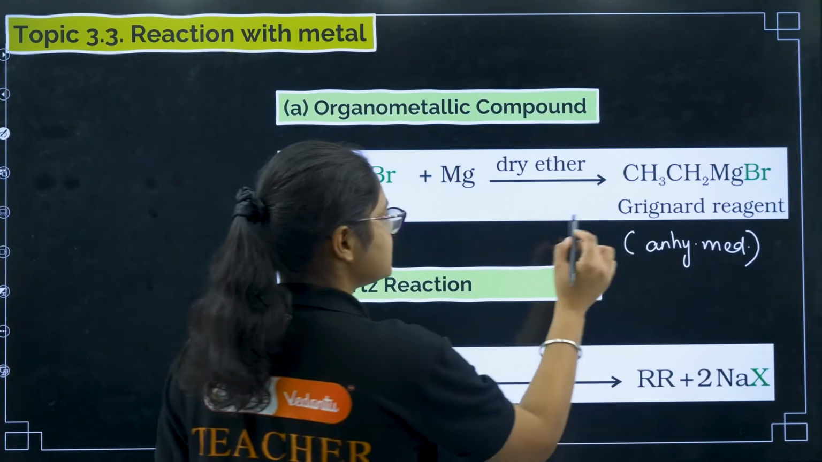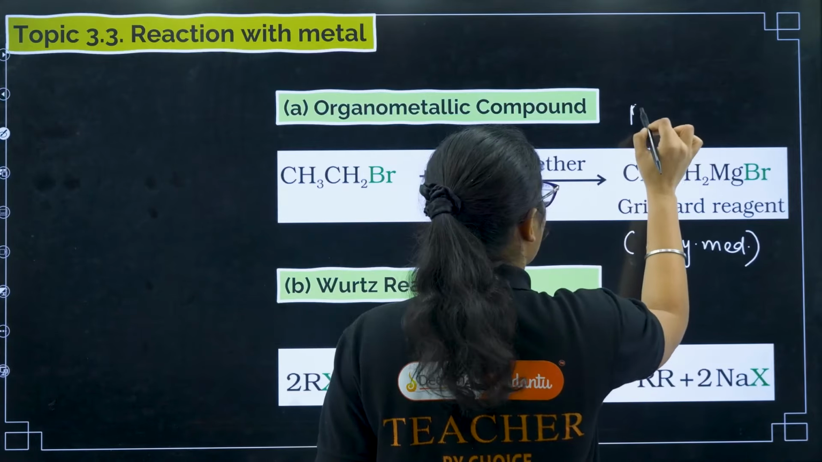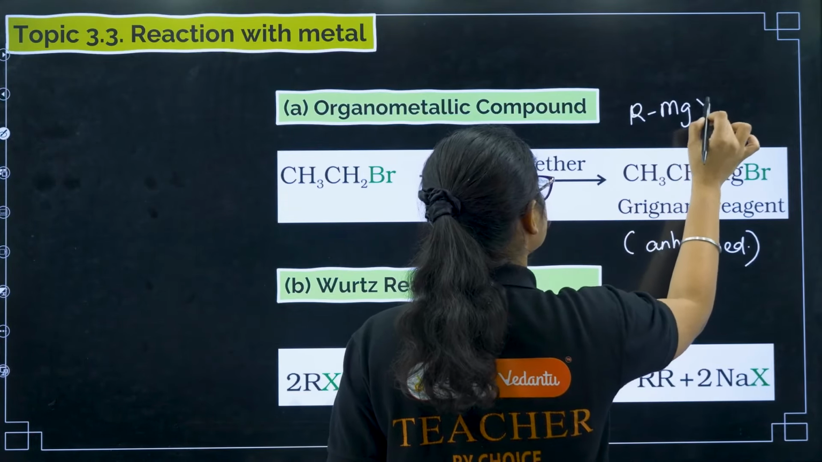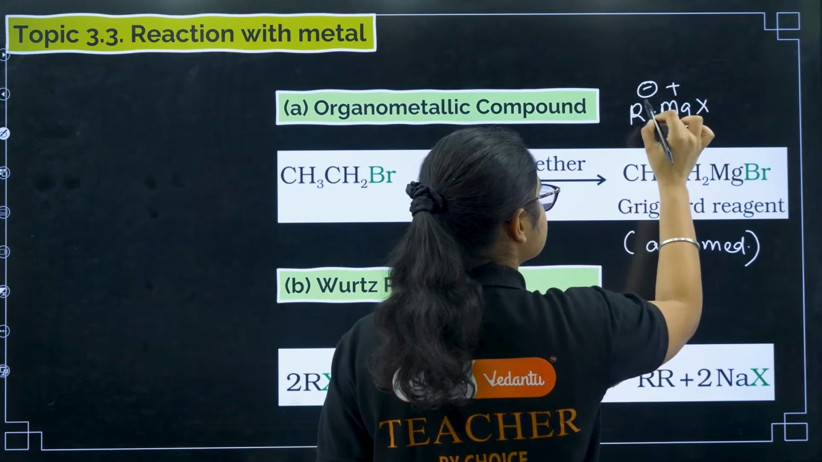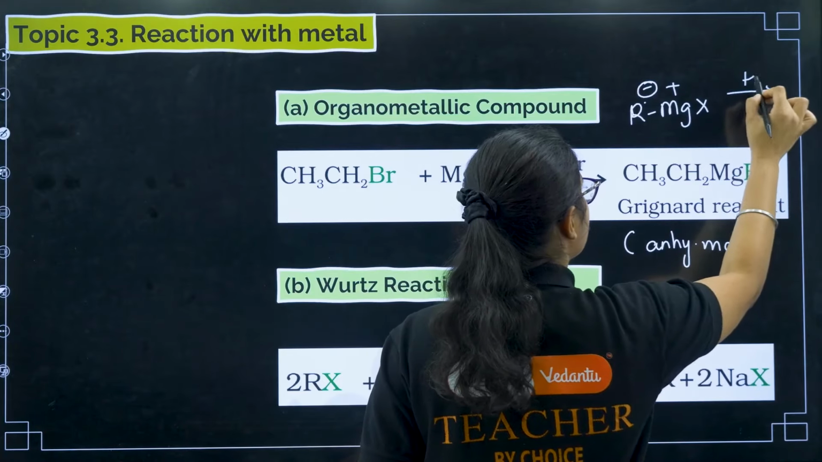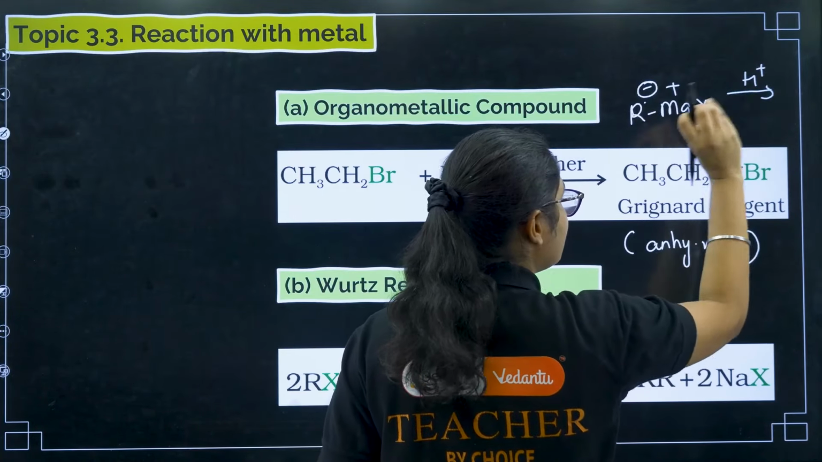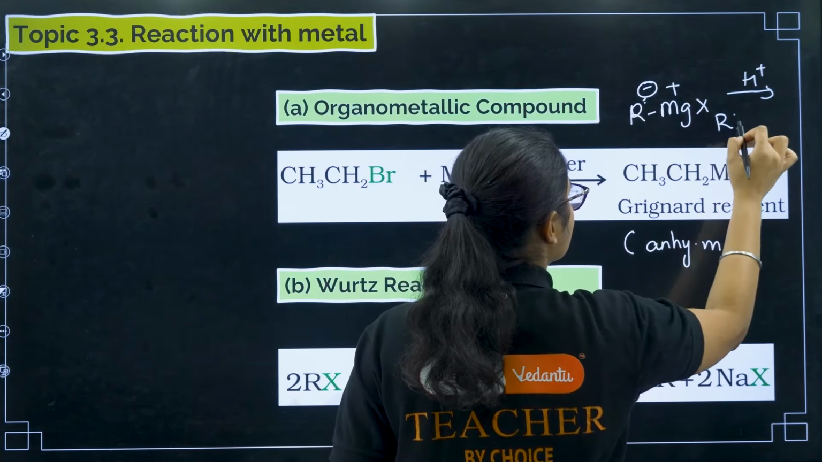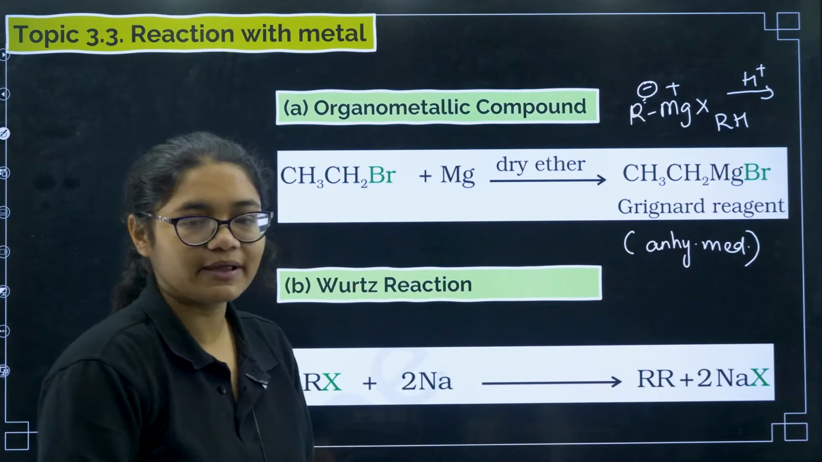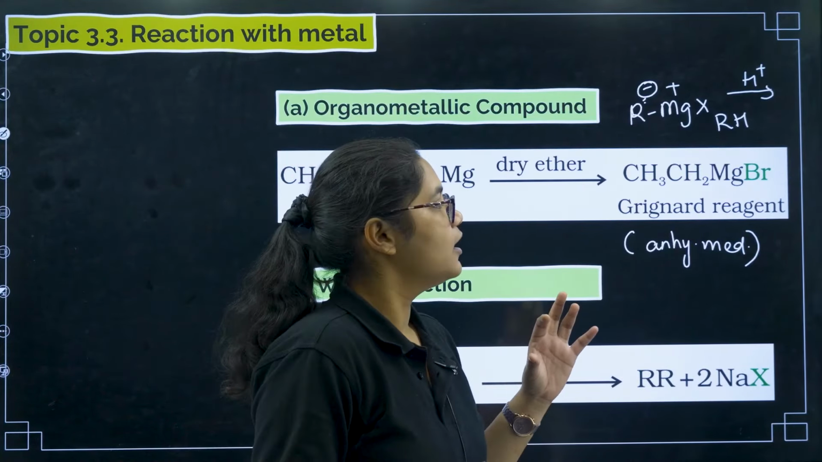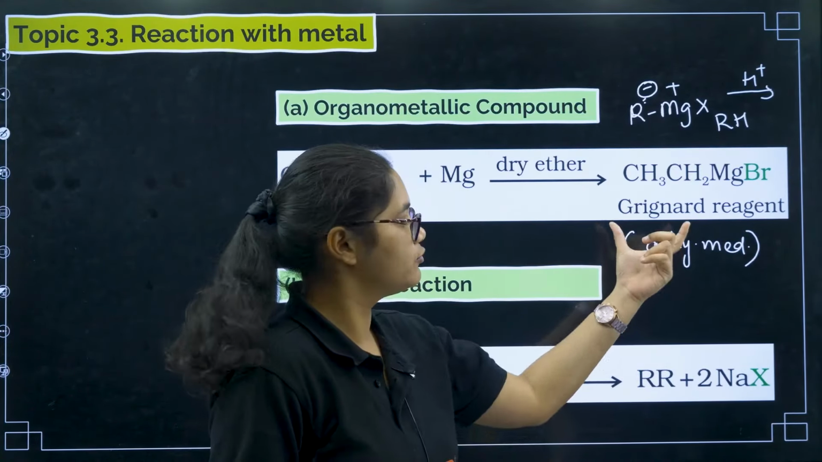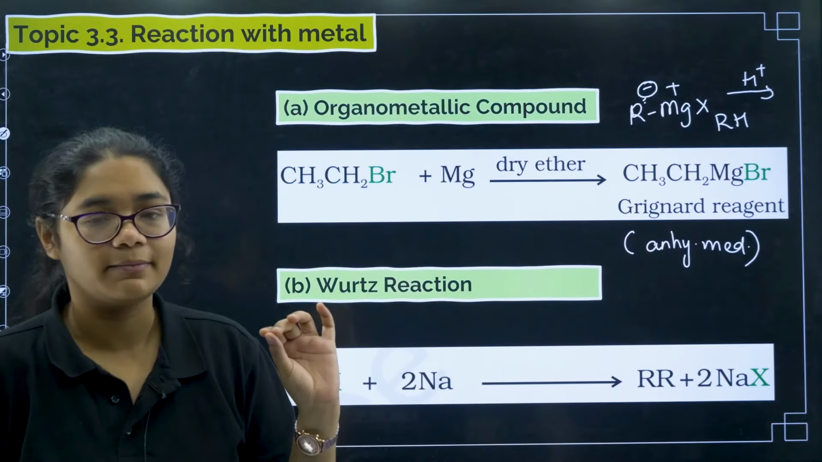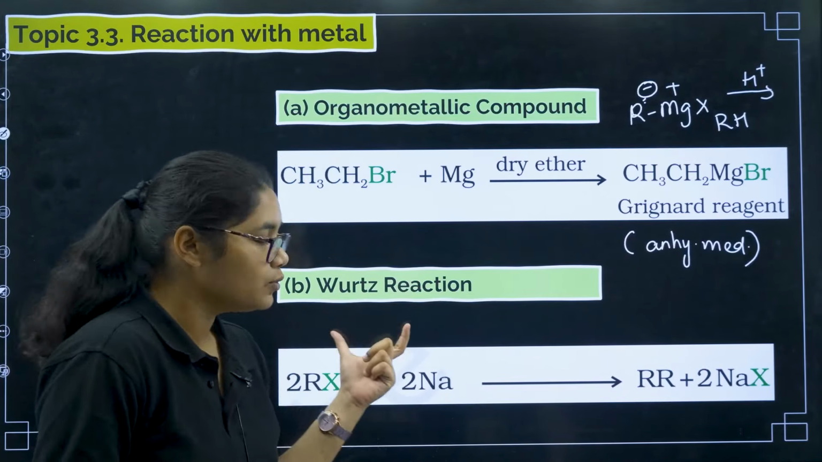Why? Because you see this one is giving you RMgX, right? This R minus Mg plus, this is highly reactive. If it finds any proton in the medium anywhere, it will immediately react to give you RH. Okay, so that is why to keep the Grignard reagent in the form of Grignard reagent, you should have no aqueous medium at all.